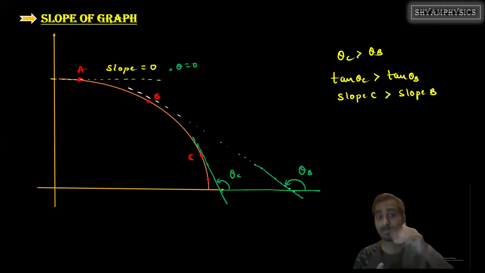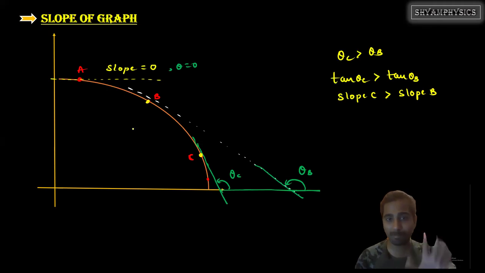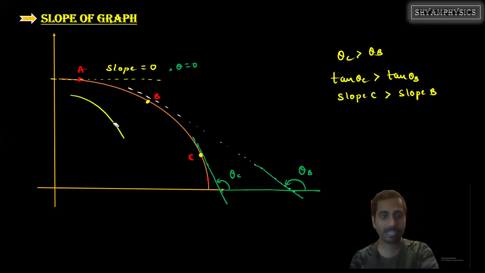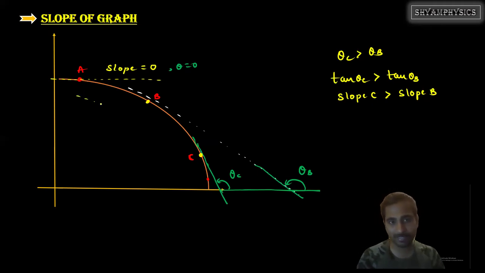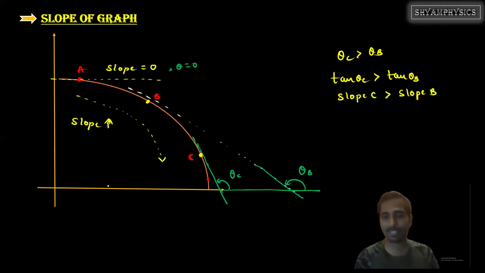Correct? C slope is greater. Which point's slope is greater now? C point slope is greater in comparison to B point. Means here less, here greater. At A point it is 0. Now tell me, if you come from A to B like this, will the slope be increased or decreased? Obviously, the slope is increased.